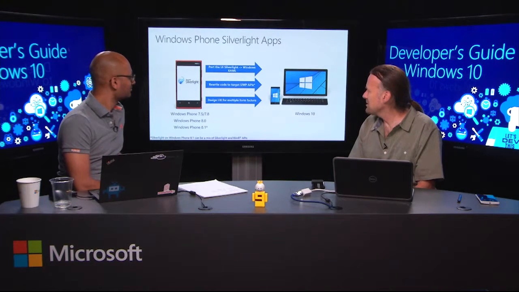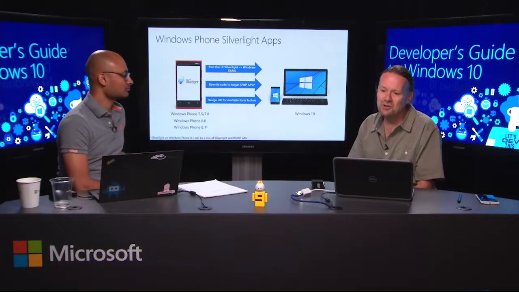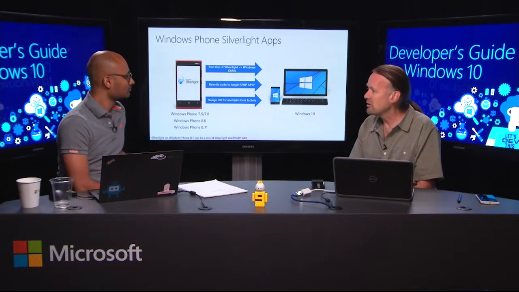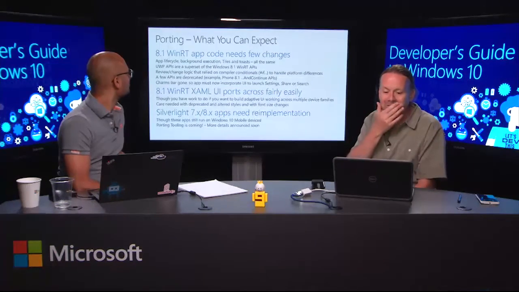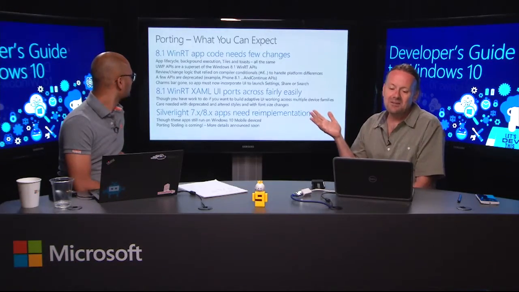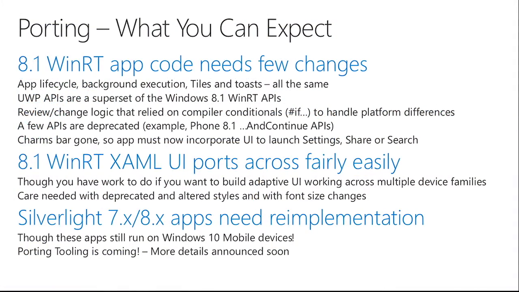So there's quite a lot of rewrite work here, although your structure, your concept, and everything should be fine for that. In summary, any WinRT Windows Runtime application code will need a few changes. The Windows Runtime XAML UI will port across fairly easily. You'll be able to cut and paste and salvage a lot of that sort of thing.